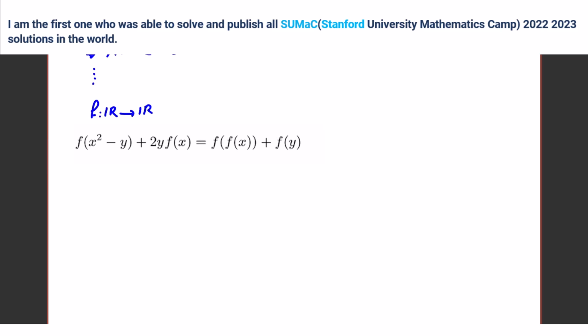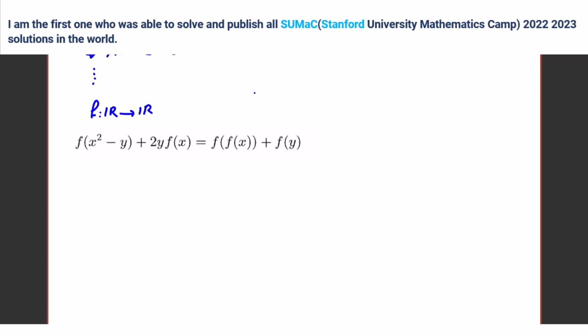Should I just do what I did in the test? Okay, so I end up getting that f of 0 equals 0 and that f of a equals f of negative a.